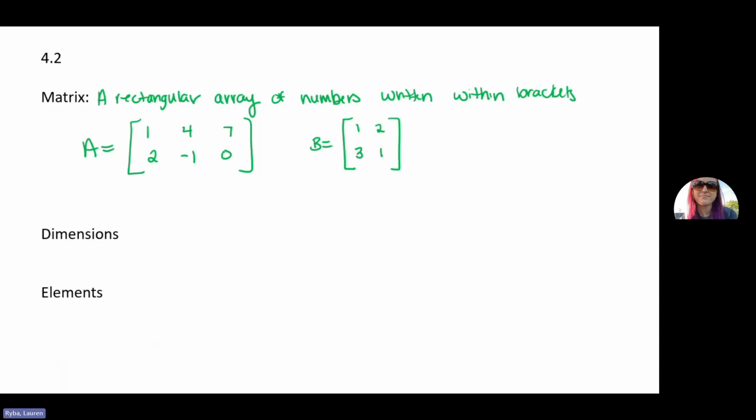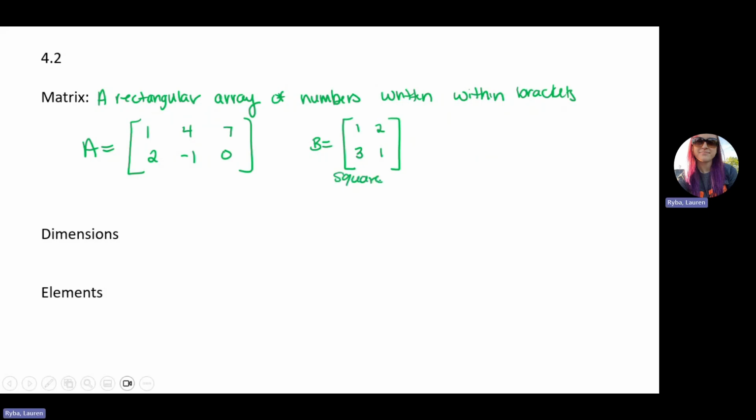So A is a rectangle. You can actually see it looks rectangular. The numbers in the rows and the numbers in the columns are different. B is called a square matrix because we have the same number of numbers across and horizontal. So, this is called a square.